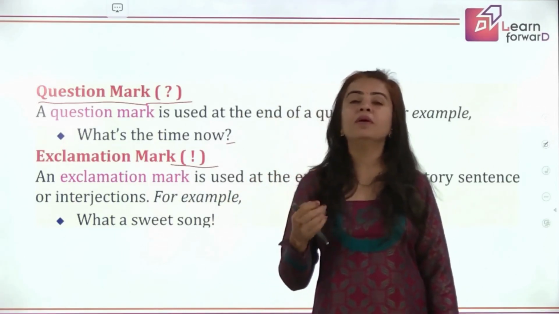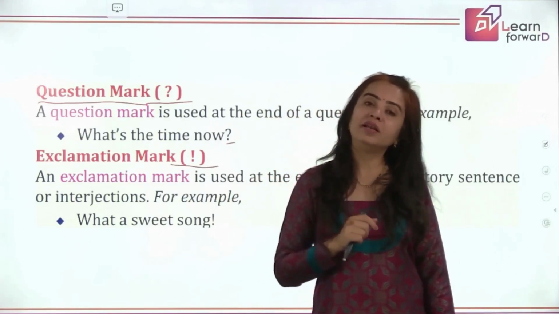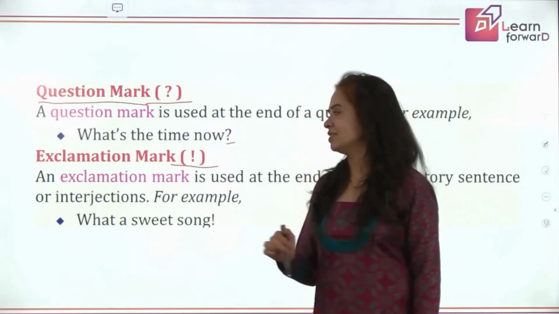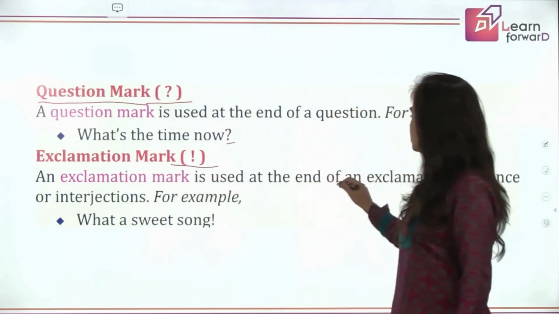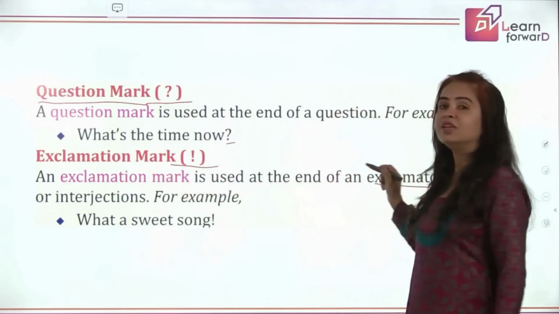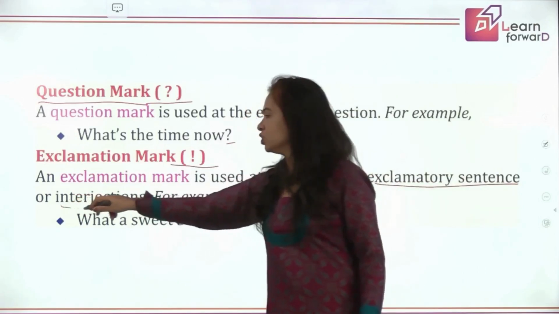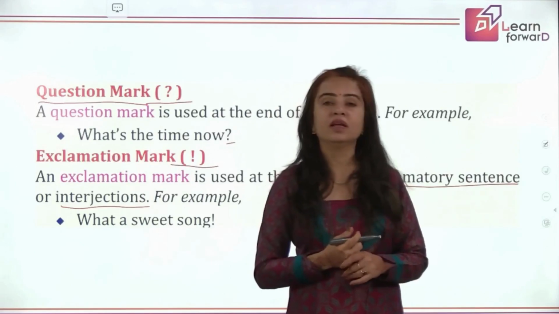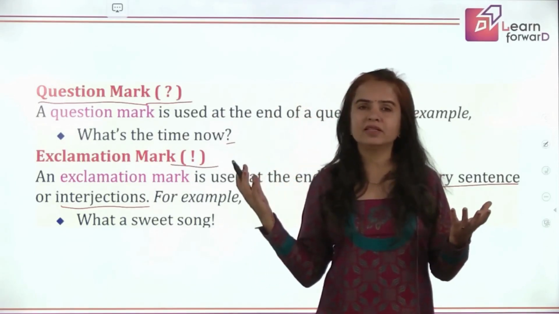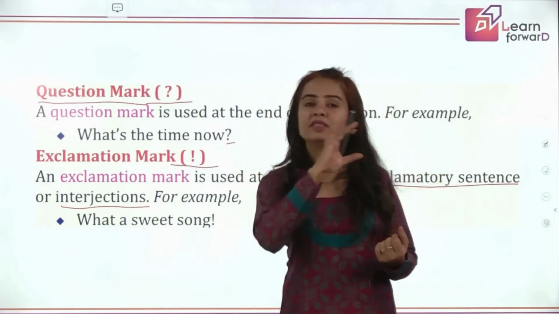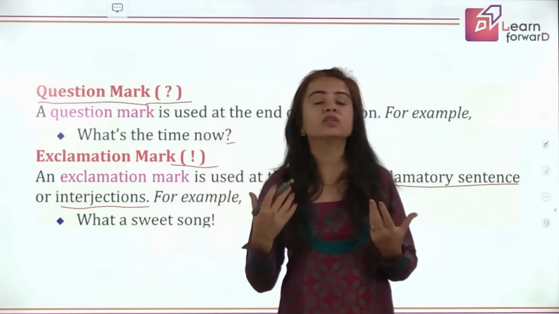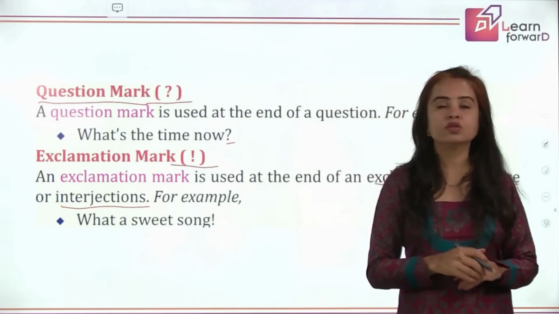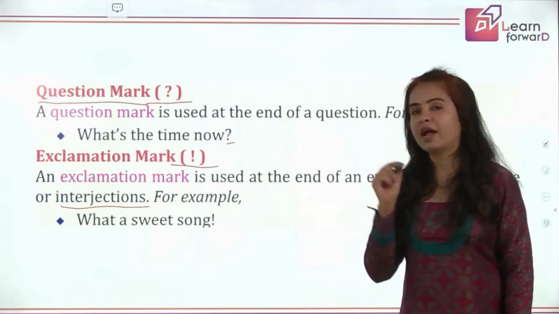We use them immediately after the interjections that are used to show sudden feelings. Yes. So this is used at the end of an exclamatory sentence or interjections. Exclamatory sentences are the sentences that show your sudden feeling. Like you say, what a beautiful day it is. Right? So that is a complete sentence where you are expressing your sudden feeling. At the end of exclamatory sentences also, we put a mark of exclamation.